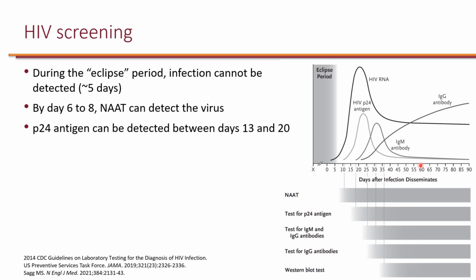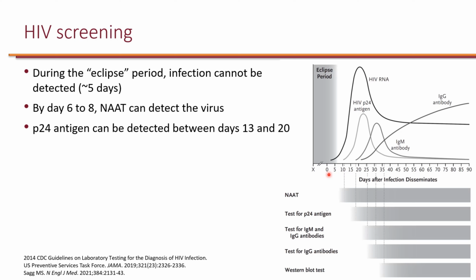In this figure, on the x-axis, we're looking at time in units of days after exposure to HIV. The first few days are referred to as the eclipse period. It basically means that it takes a while for the HIV to replicate and become detectable. What we use to detect HIV the soonest is the nucleic acid amplification test, which can detect it by day 6 to 8, whereas within the first 5 days, it's going to be undetectable.